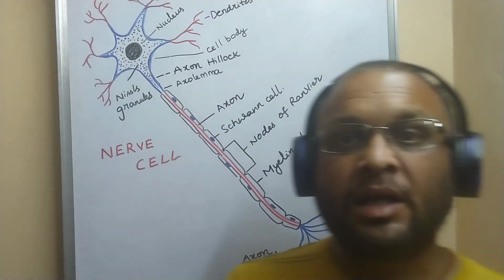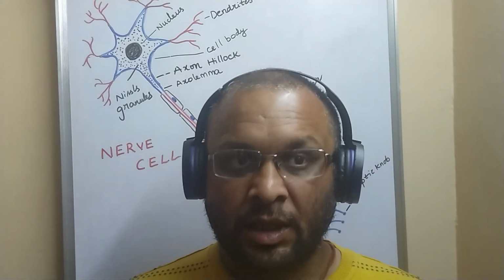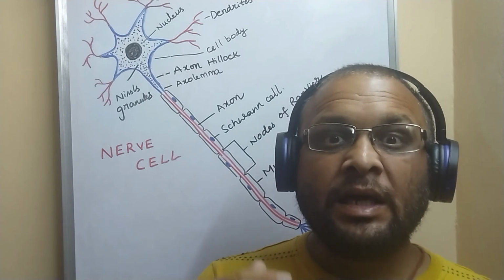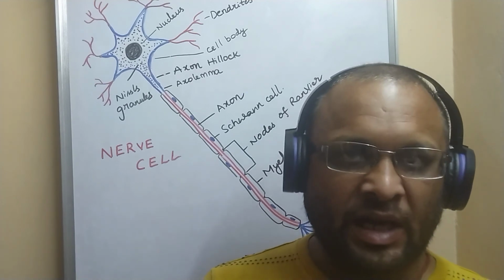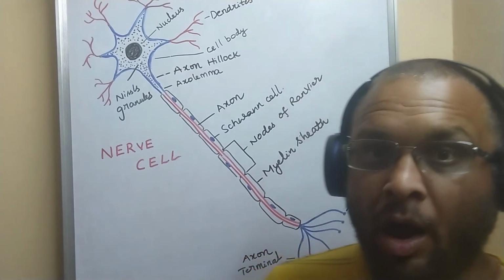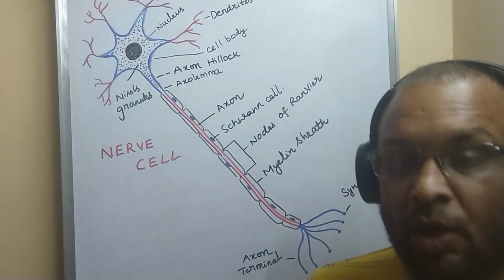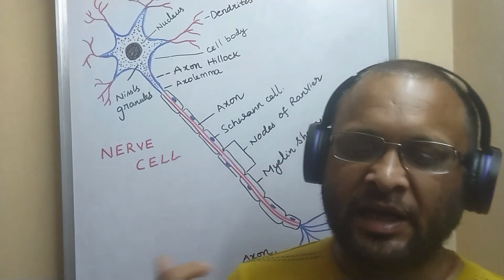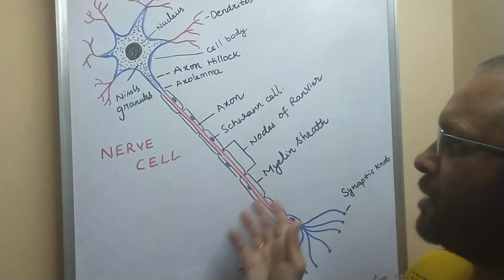Nerves cannot divide by themselves. They need glucose and oxygen for their survival. Using the glucose, the nerves synthesize ATP. So this is about the nerve cell.